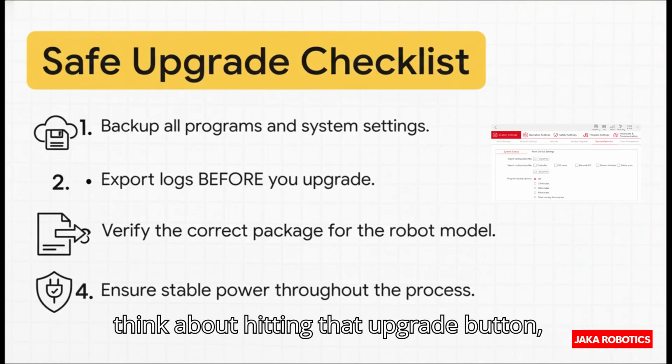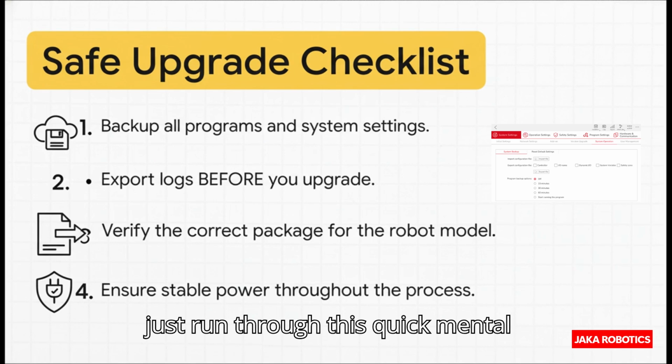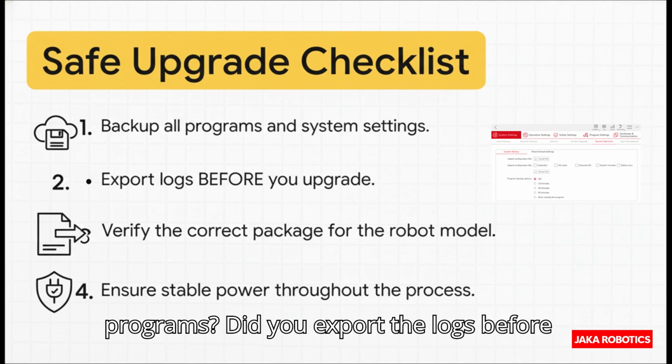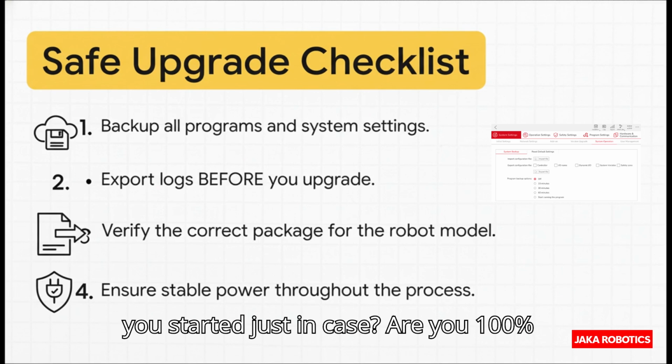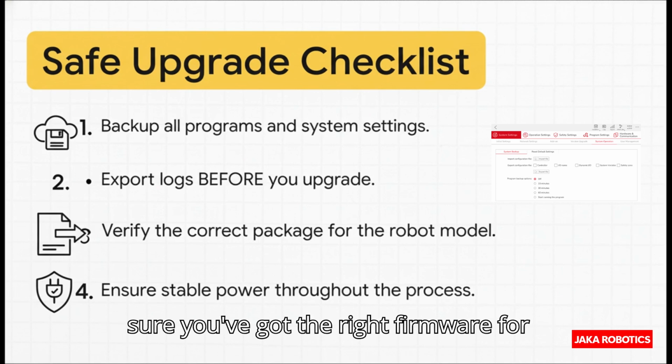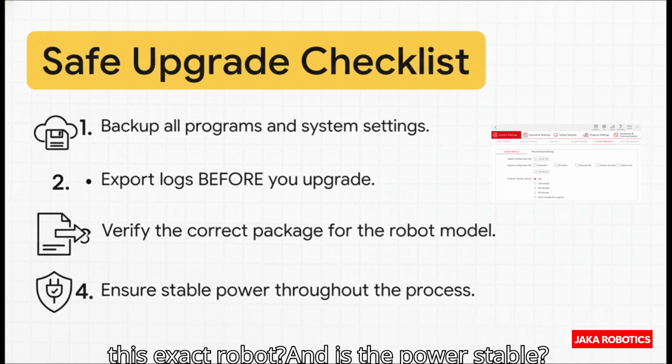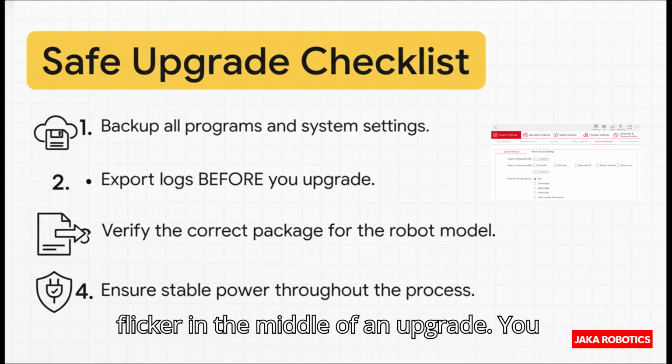Before you even think about hitting that upgrade button, just run through this quick mental checklist. Did you back up all the programs? Did you export the logs before you started, just in case? Are you 100% sure you've got the right firmware for this exact robot model? And is the power stable? You really don't want the power to flicker in the middle of an upgrade.